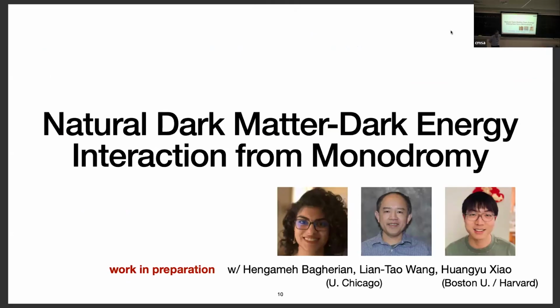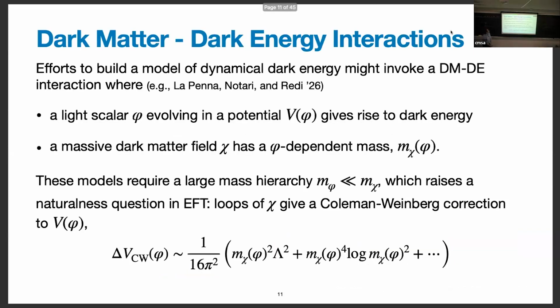Now I want to tell you about the cosmology chunk of my talk. This is work that I'm doing right now with my former student, Hengame Bagarian, who's now a postdoc at Chicago, along with Lian-Tao Wang at Chicago, and Huangyu Xiao, who's a postdoc at BU and Harvard. We're thinking about interactions of dark matter and dark energy. And we're thinking about something where there's a fair number of recent papers that have been playing with things like this, especially in light of the DESI data that we've been hearing about over the last couple of days.